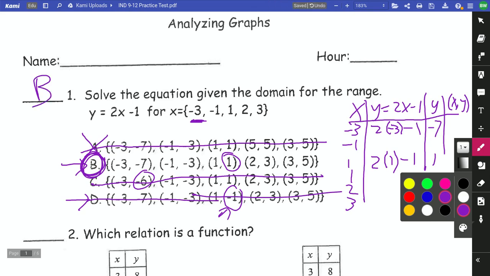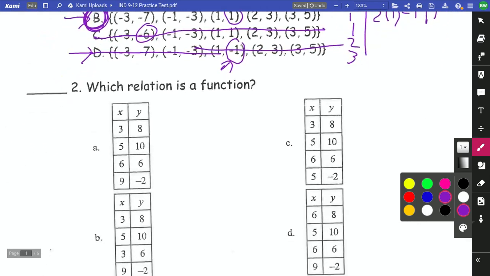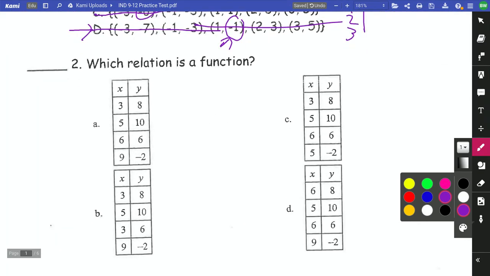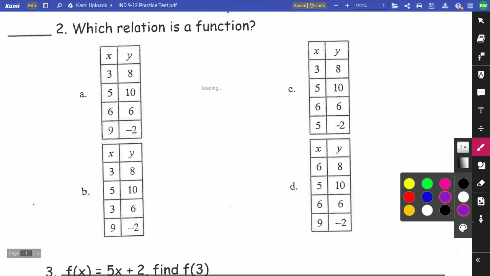You could also calculate all the y's. We've done a lot of them that way, so I thought we'll do this one a different way. Okay, which relation is a function? We're just looking for ones that don't have any repeats in the x's, right? If it has a repeated x, that would be an x value that has 2 different y's that go with it. And we know that's not a function.